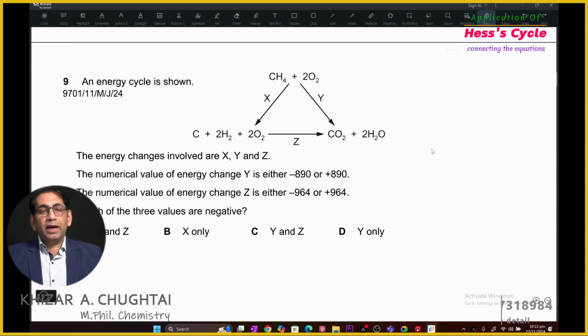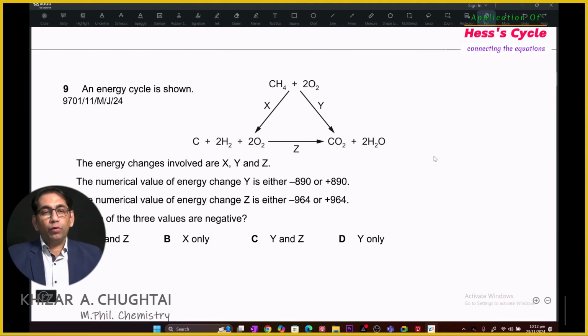This is question number 9, taken from May June 2024, variant 1. An energy cycle is shown over here. It has made a cyclic sequence X, Y, and Z. The energy changes involved are X, Y, and Z.